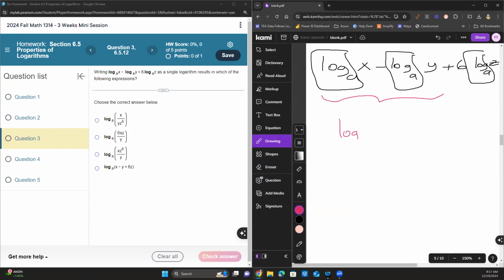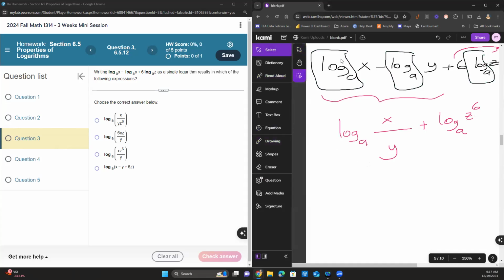They both have log base a, and because they are connected with a minus sign, I know that x needs to be divided by y. And then plus, I have the log base a here, and then this power of 6 can move as an exponent, so this will be the same thing as c to the 6th power. So actually, I want to just start over and I want to tell you something.